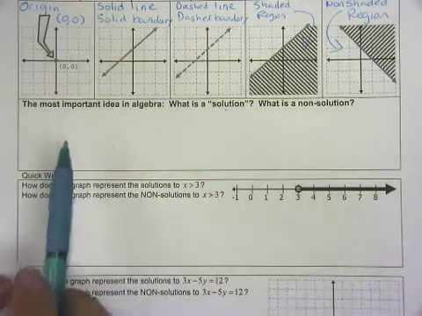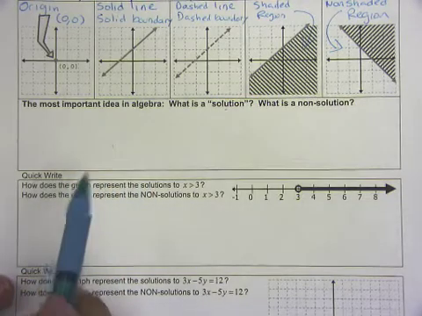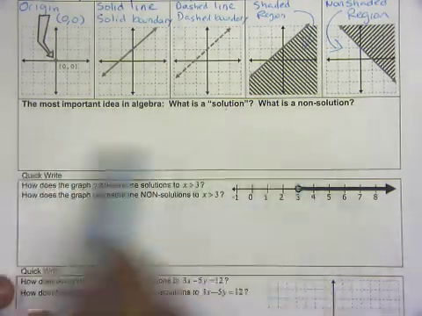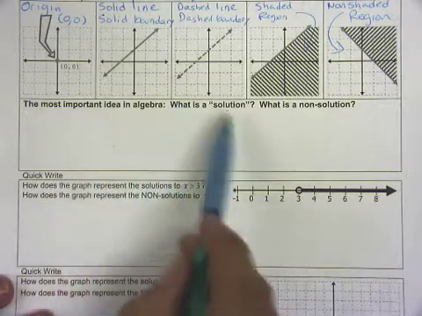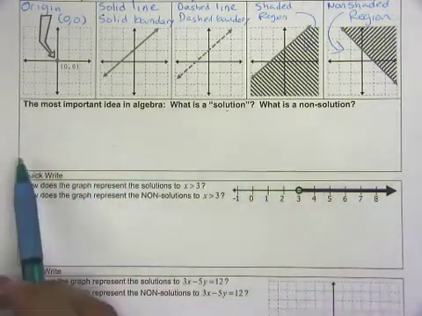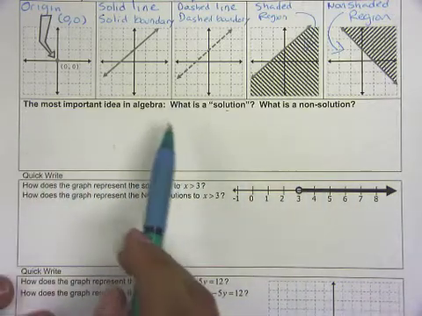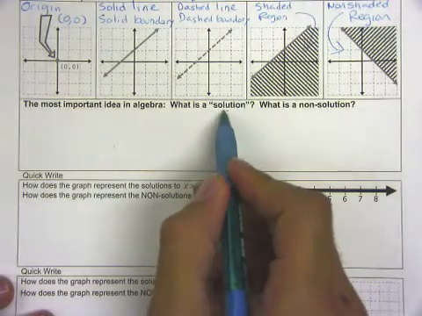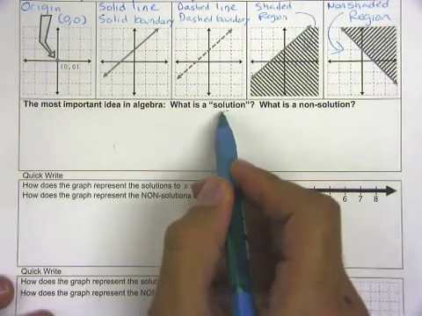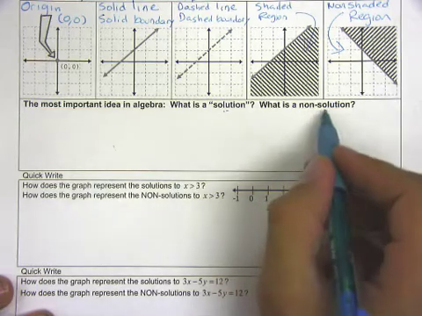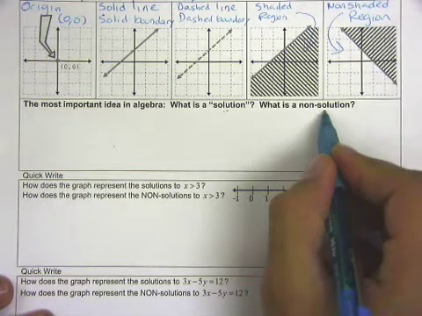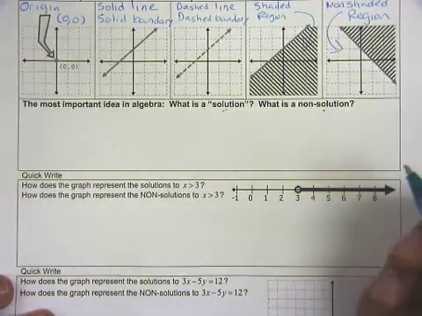All right, welcome back from your pause. If you didn't pause the video and write what you're supposed to write here, here's what I would have expected to see. What you write should effectively say that a solution is a value that makes a statement true, and a non-solution is a value that makes a statement false. You may have even provided some examples.